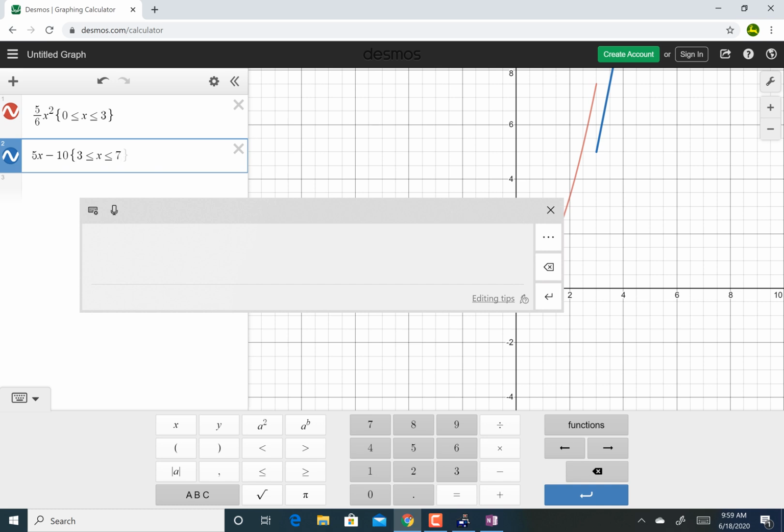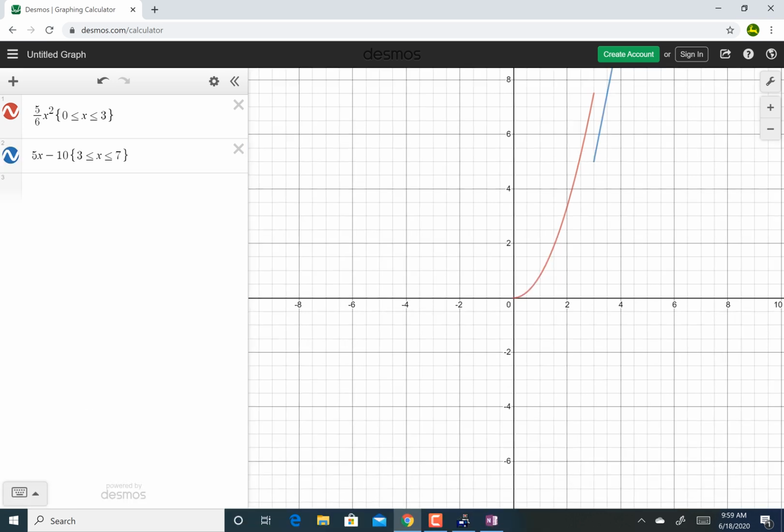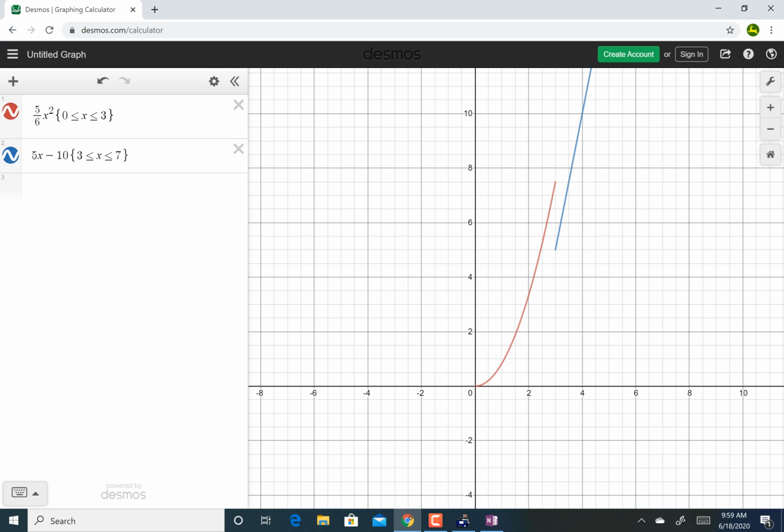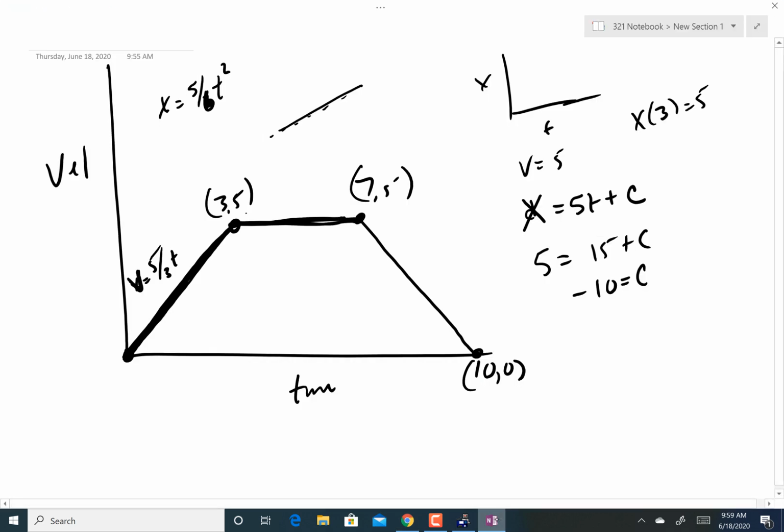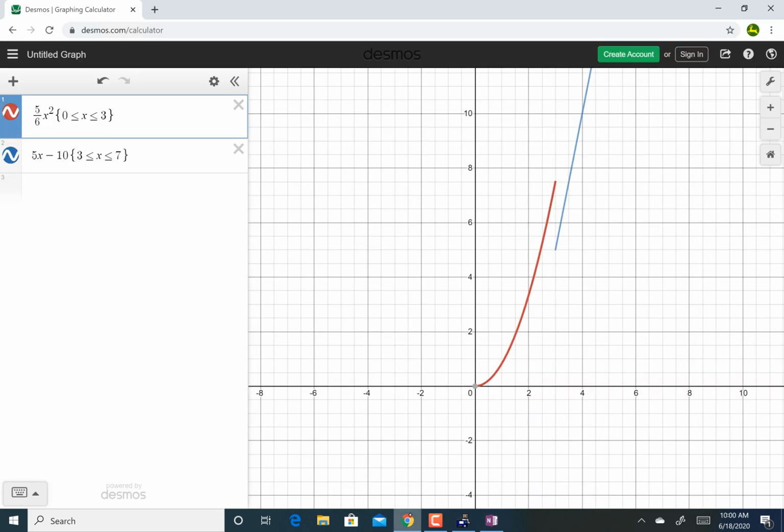And I made a little boober there, didn't I? You see what happened, friends? They should match up right there. Oh, there's my problem. I used, like an idiot, the initial velocity, not the initial displacement. It should have been 7.5. So it should have been negative 7.5.